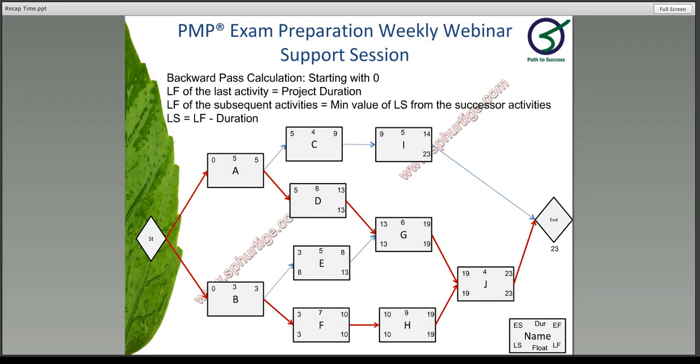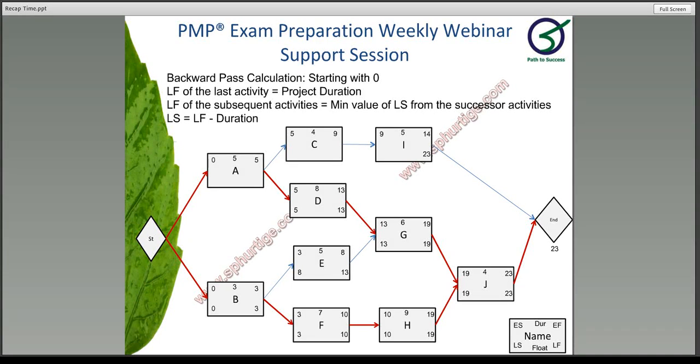Now you have E starting on the 8th and F starting on the 3rd. So B has to take the minimum value. So you are taking the minimum value of the late start of the successor activities. So 3 minus 3 is 0. Now let's move on to activity D, where 13 minus 8 is 5.